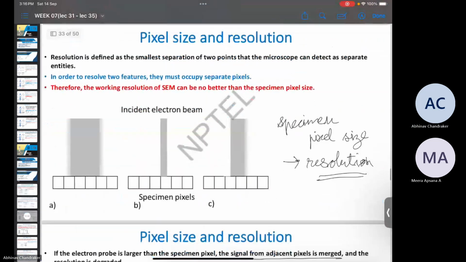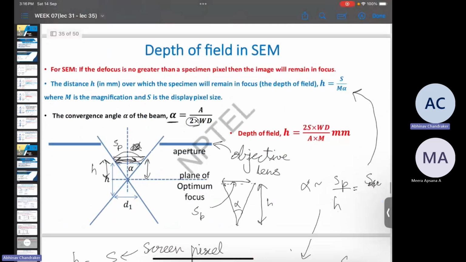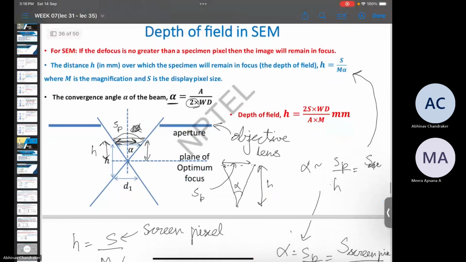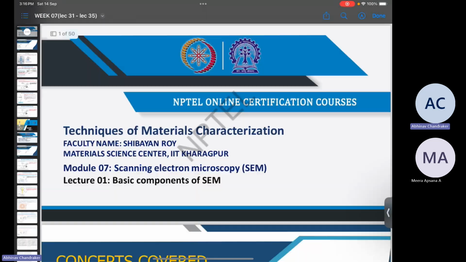Then we looked in detail at how the imaging occurs, how the pixel size can affect it, then the effect of working distance and angle of convergence on the depth of field.